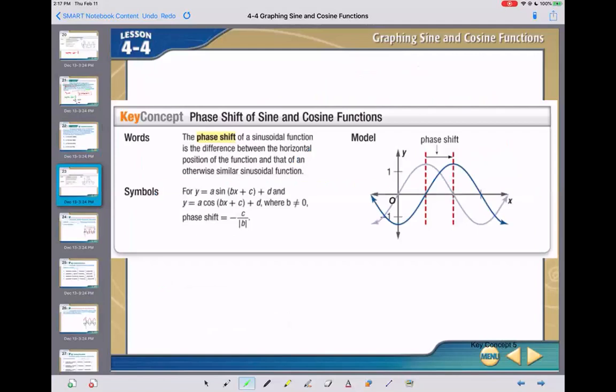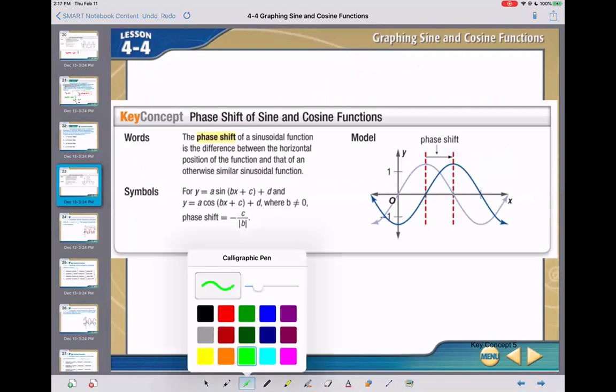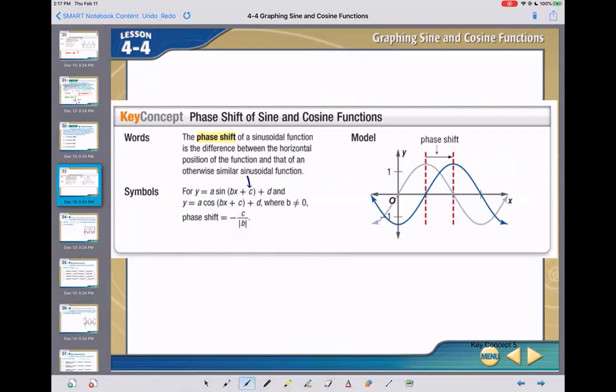All right, let's talk about shifting. A horizontal shift is also called a phase shift. The one thing that's a little tricky on this one is by habit, we think of the C itself being the shift, but it's actually a combination of the B and the C. If there is a B value, you have to factor that in. Thus, we get this value.